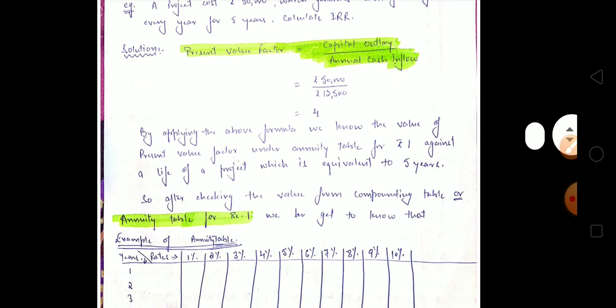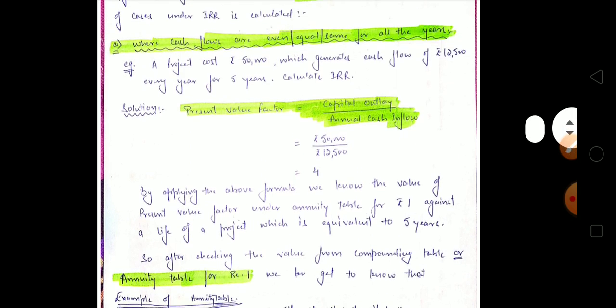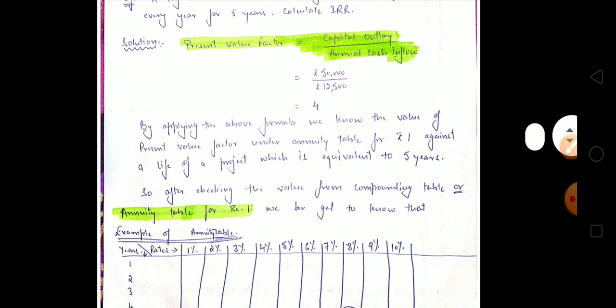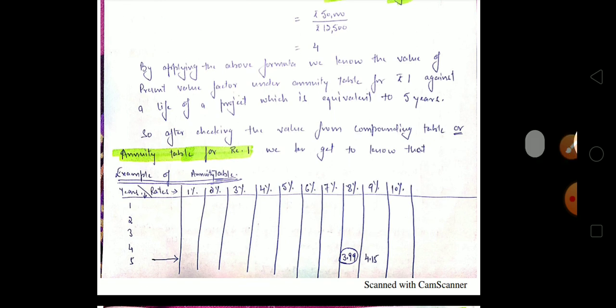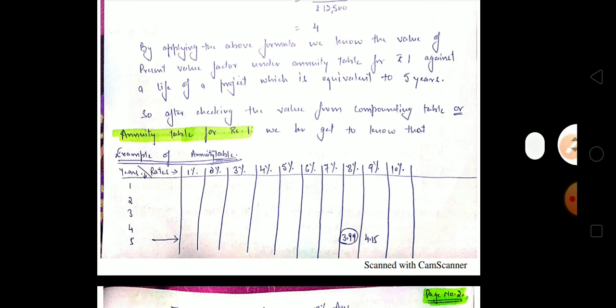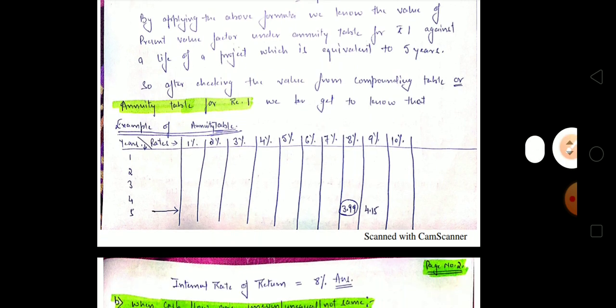So how can we calculate internal rate of return where cash flows are equal? Here the present value factor is equal to capital outlay, meaning the cost of investment, divided by annual cash flows, that is 50,000 rupees divided by 12,500 rupees, which is equal to 4. That 4 is the present value factor. How can we utilize that 4 for the internal rate of return? By applying the above formula, we look up the present value factor under the annuity table for rupee 1, or compounded table for rupee 1, against the life of the project, which is 5 years.